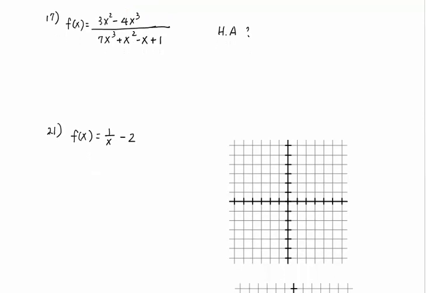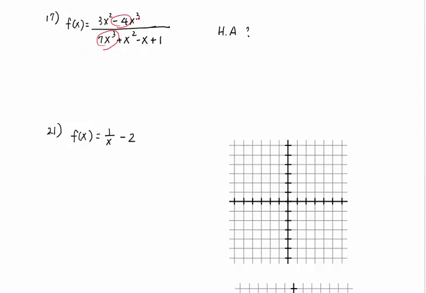Number 17. You're asked to name the horizontal asymptote. Well, for a rational equation, the easiest way to answer the horizontal asymptote question is to look at the leading coefficients. In this case, be very careful. The leading coefficient is -4. Okay, you want to look at the leading term and the leading coefficients. The 3x squared is not a leading term because this has a degree of 2, this term has a degree of 3. In the denominator, the leading term also has a degree of 3.